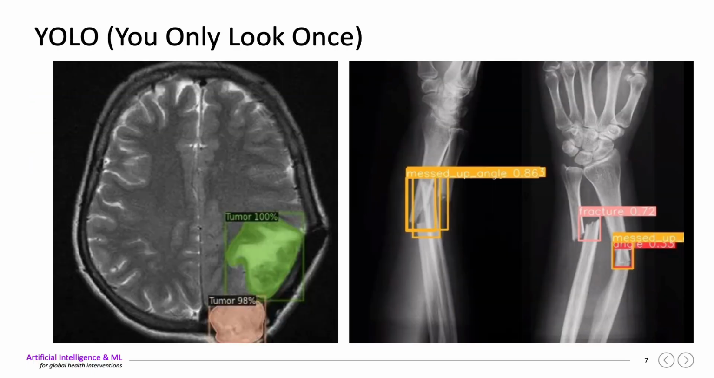This slide shows YOLO applied to medical images. On the left, a brain MRI has two detected regions labeled tumor with 100% and 98% confidence, with overlaid segmentation masks. On the right, wrist and forearm X-rays show detections labeled messed up angle at 0.86 confidence and fracture at 0.72 confidence, illustrating automated fracture and deformity detection. This demonstrates that the same object detection machinery used for everyday photos can localize tumors, fractures, and abnormal angles in radiology, giving clinicians fast, structured attention cues.